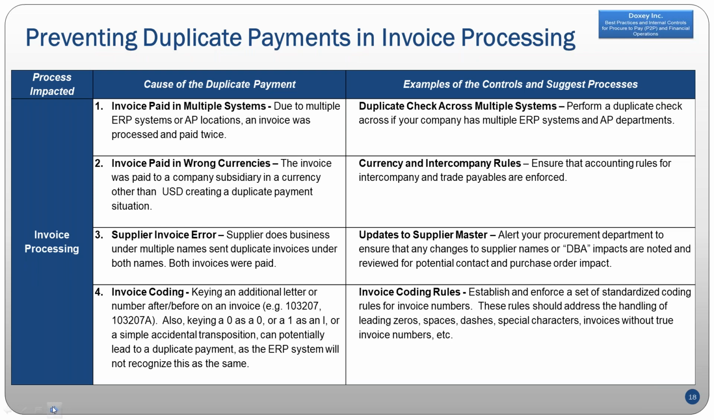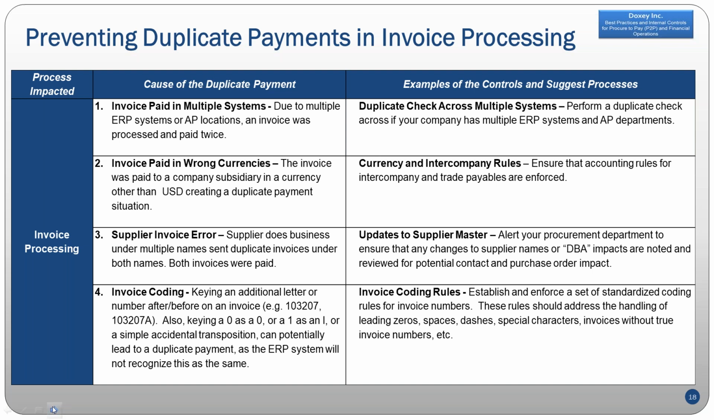All right, so if we look at preventing duplicate payments in the invoice processing area, this is broken up into a couple of key areas within accounts payable, and we'll start with invoice processing. One of the top ones is that invoices are paid in multiple systems. There could be multiple ERP systems, multiple instances, or AP locations, and an invoice could be processed and paid twice.